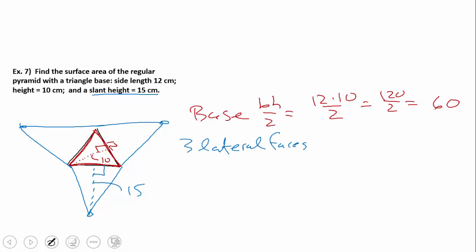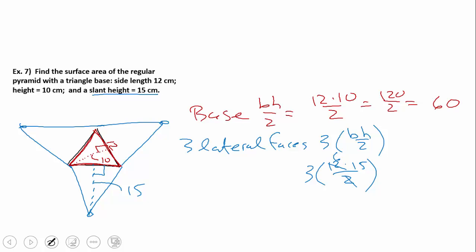I'm sure you guys got this down by now. And that's 3 times, well, the lateral face is always a triangle, so base times height divided by 2. The base of that triangular lateral face is 12. The slant height is 15. And we're dividing by 2. And I can simplify right here and make that a 6.